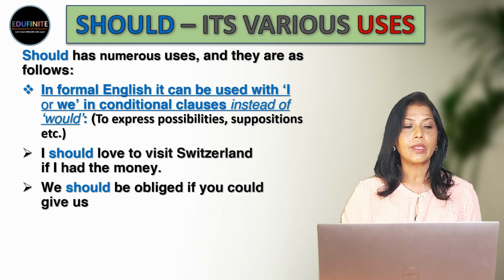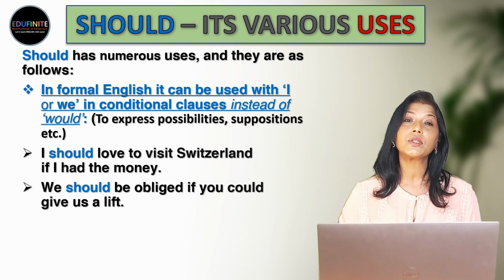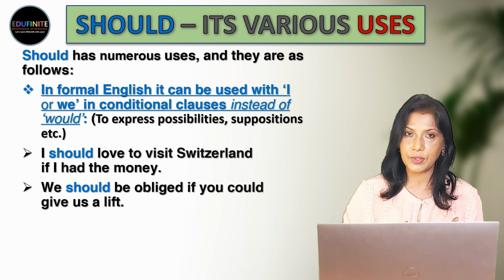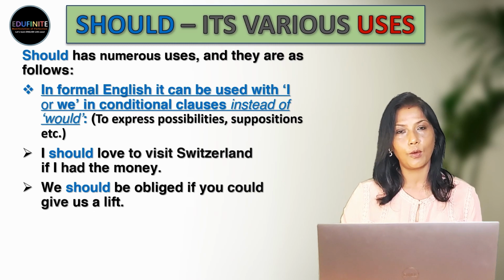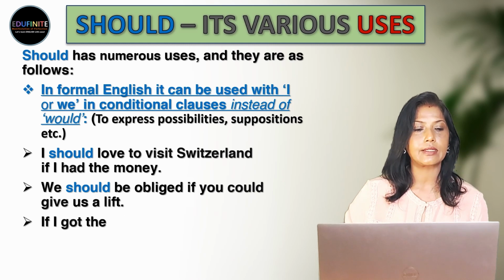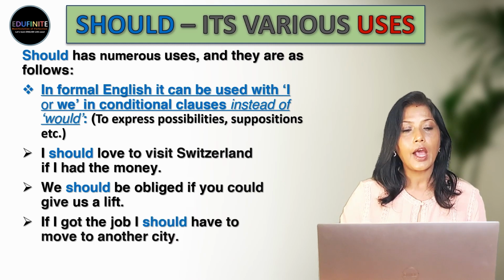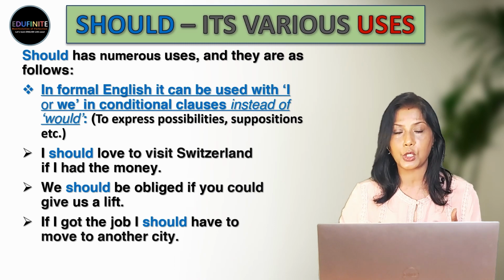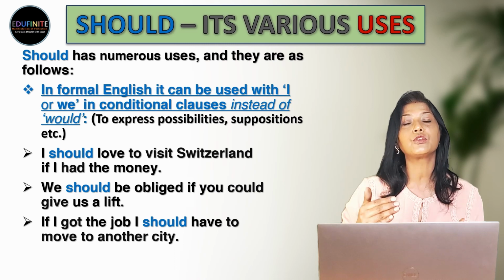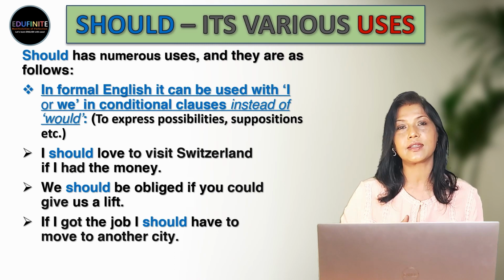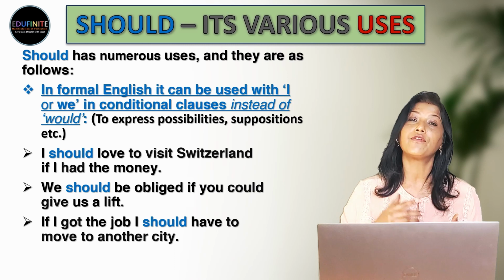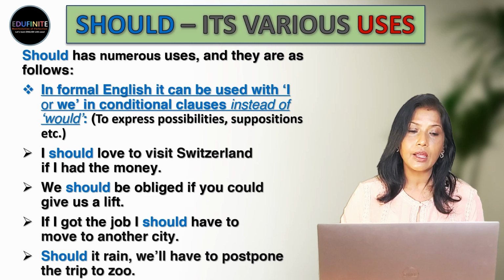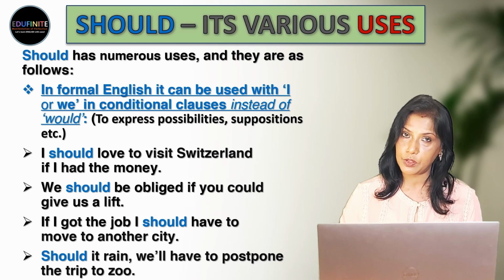The next one is, we should be obliged if you could give us a lift. So again, if there is a possibility of you giving us a lift, then we should be obliged, or we would be obliged. Next, if I got the job, I should have to move to another city. So I haven't got the job. But if I do get it, it's conditional. So if I do get it, then I should have to or I would have to. Since it's I, so we can use should. I should have to move to another city. Okay. The next one is, should it rain, we'll have to postpone the trip to zoo.